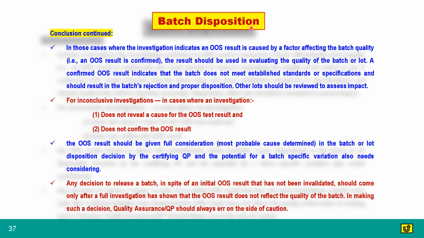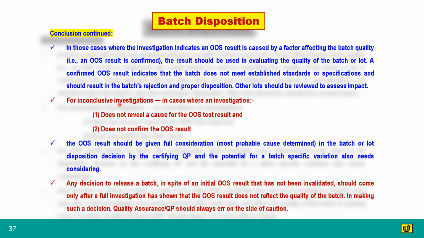Batch disposition. Conclusion continued. In those cases where the investigation indicates an OOS result is caused by a factor affecting the batch quality, i.e., an OOS result is confirmed, the result should be used in evaluating the quality of the batch or lot. A confirmed OOS result indicates that the batch does not meet established standards or specifications, and should result in the batch's rejection and proper disposition. Other lots should be reviewed to assess impact.